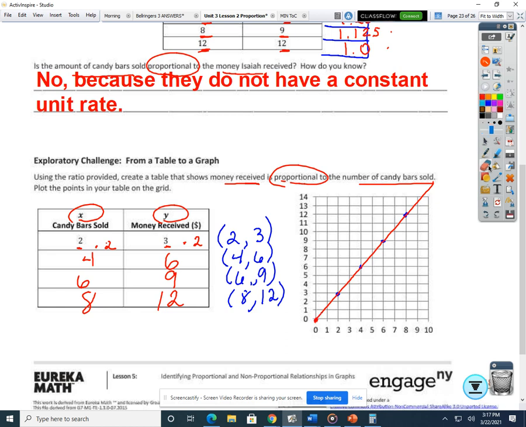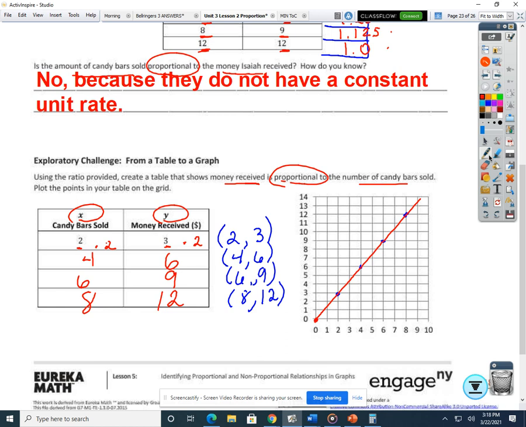Because if we think about it, it makes sense that if he sold 0 candy bars, how much money should he receive? He should receive $0. So our line here, plotting our points, is a straight line that passes through our origin. And this is the way that we know that what we're seeing here on our graph is a proportional relationship.